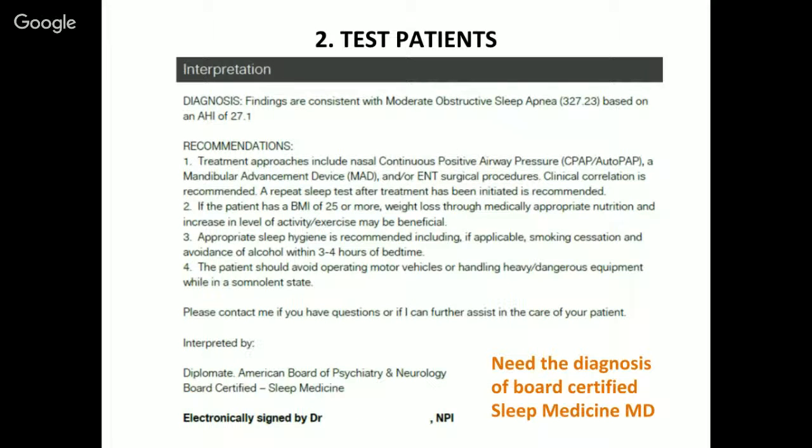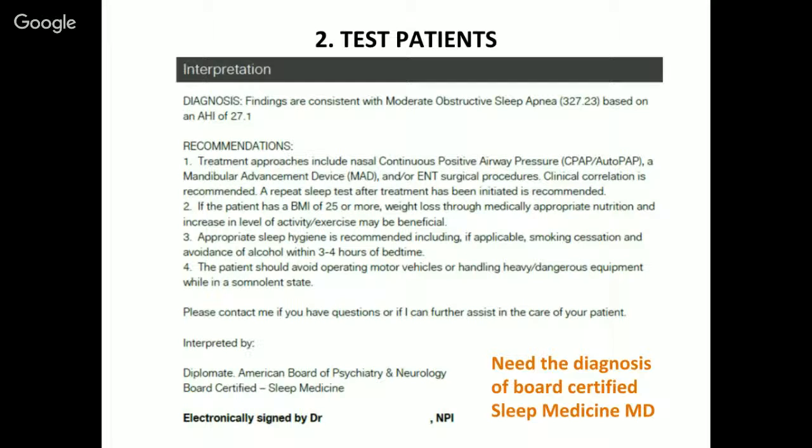And then we have down at the bottom, this is our second page to the sleep test, a diagnosis. So when you work with us, we have a sleep doctor who does an interpretation of the sleep study. And he's board certified in sleep medicine. He looks over the tests and writes, the findings were consistent with moderate obstructive sleep apnea, diagnostic code 327.23, based on an AHI of 27.1.